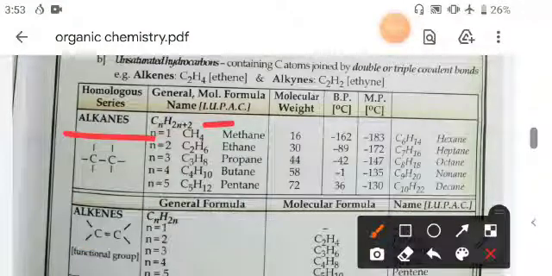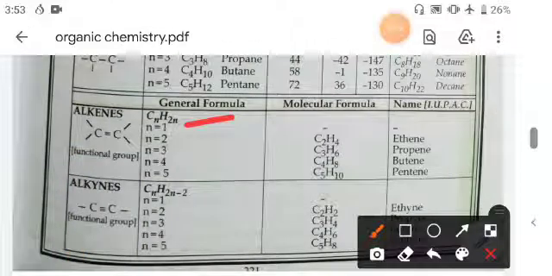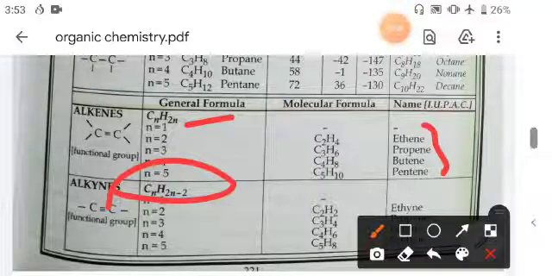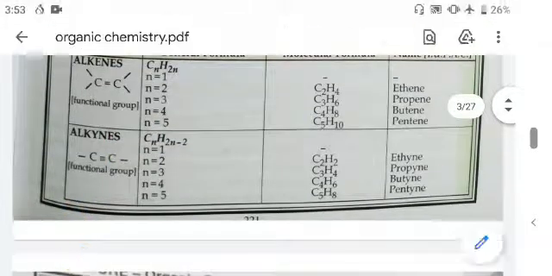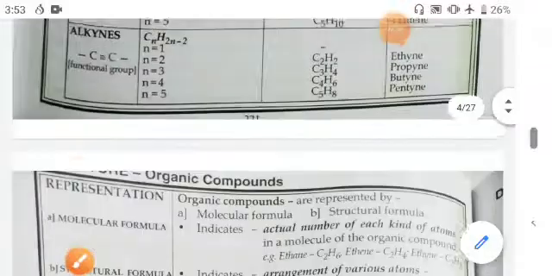Now in the homologous series, you are seeing here the general formula of alkanes is CnH2n+2. If n is 1, H is 4. If n is 2, H is 6. Here it is given. Now in alkenes, the general formula is CnH2n, and in alkynes CnH2n-2. These are the members of the alkene family, and members of the alkyne family are given here: ethyne, propyne, butyne, pentyne, etc.